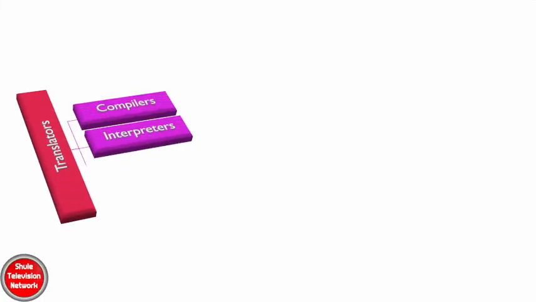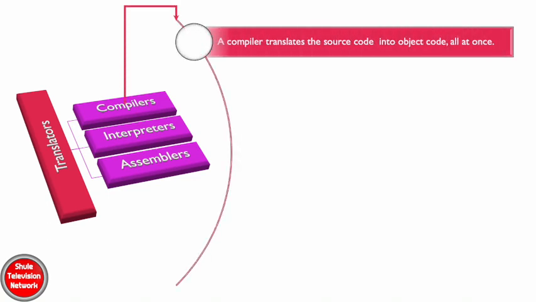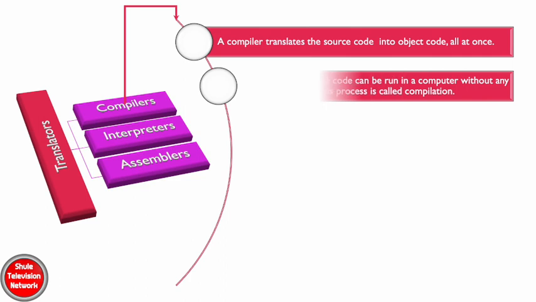There are three types of translators. These are compilers, interpreters, and assemblers. A compiler translates the source code into object code, all at once. The converted object code can be run in a computer without any further assistance. This process is called compilation.